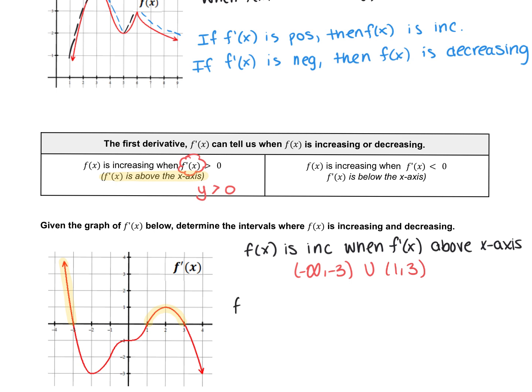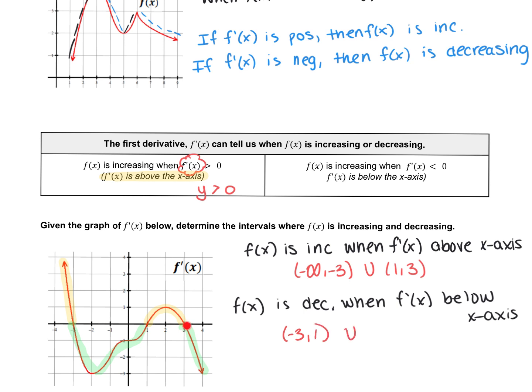And now again, f of x is decreasing when f prime of x is completely below the x-axis. And you can see here that it's below the x-axis from here to here and from here on. So we can go ahead and write that. So from negative 3 to 1, I'm completely below.